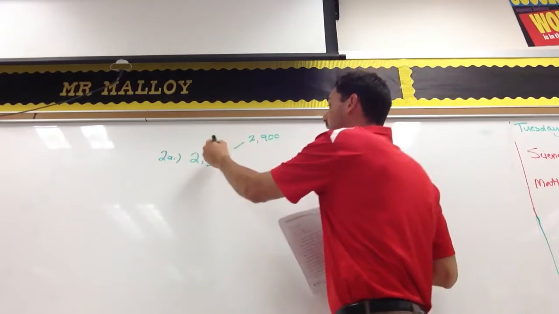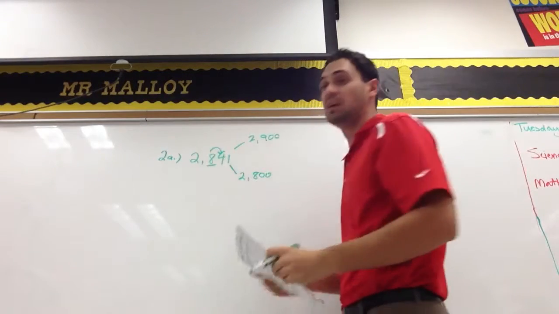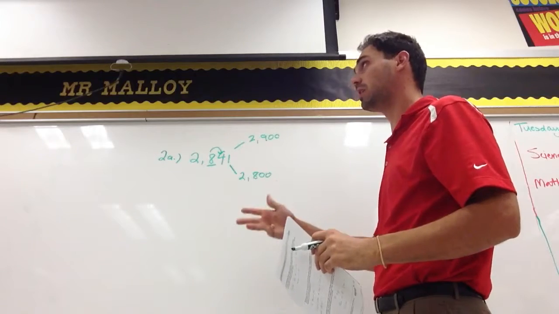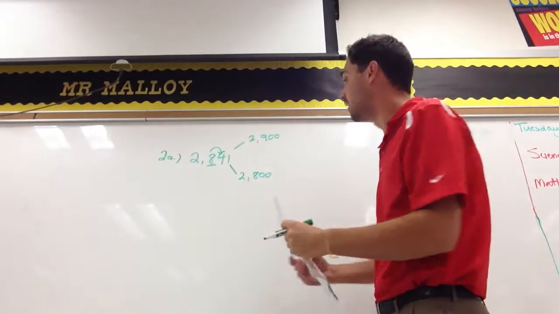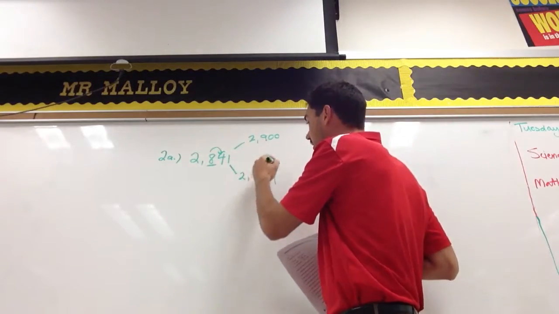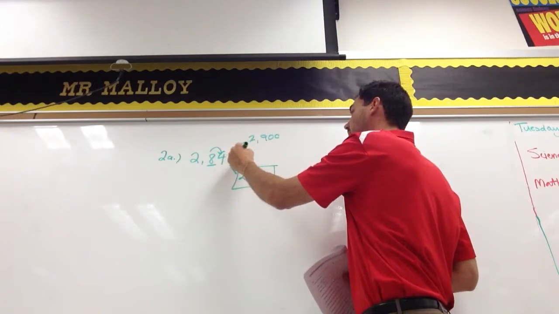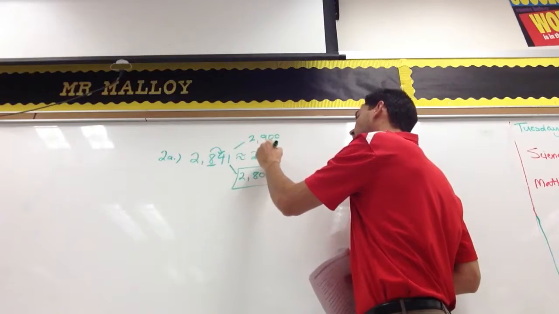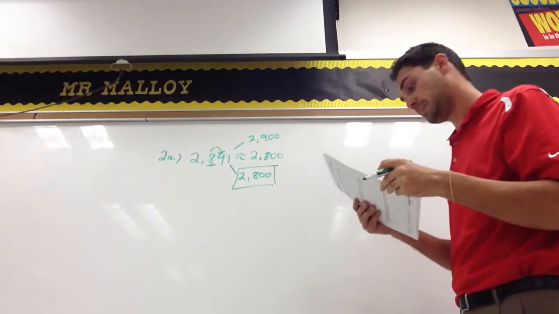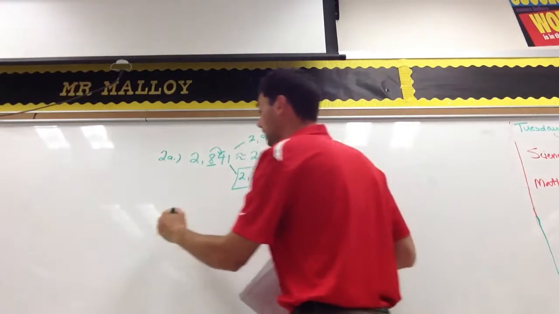And then I look to the number to the right. It's a 4. 0, 1, 2, 3, and 4. We round down. So we're going down to the next 100, which would be 2,800. So this would be approximately 2,800. Okay, let's take a look at 2B.